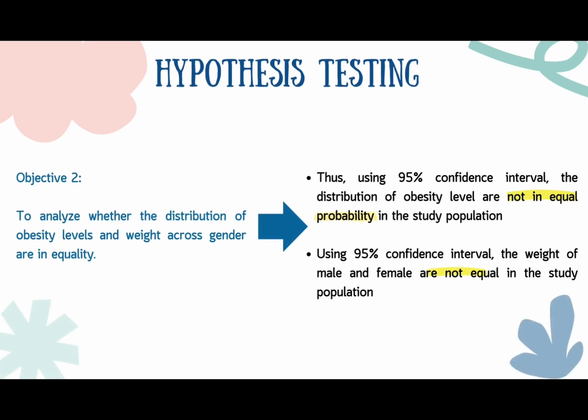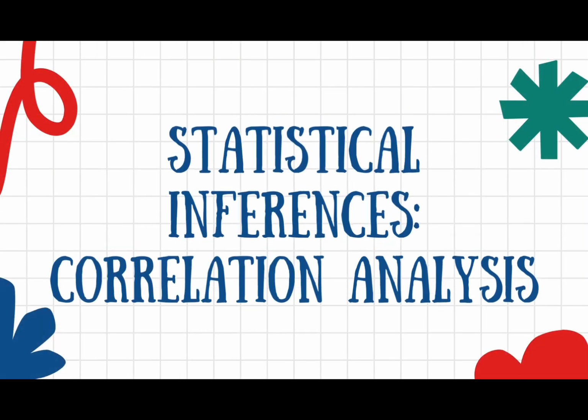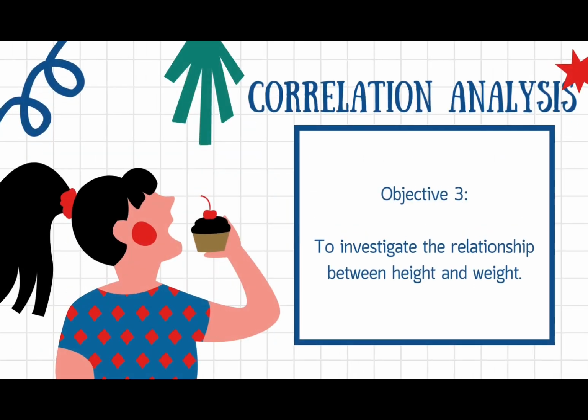Thus, after performing the chi-square test and Mann-Whitney test, both using 95% confidence interval, it can be concluded that the distribution of obesity levels in the study population are not an equal probability, while the weight of male and female are also not equal in the study population. Next, Objectives 3 and 4 focus on statistical inferences, specifically using correlation analysis. Objective 3 is to investigate the relationship between height and weight.